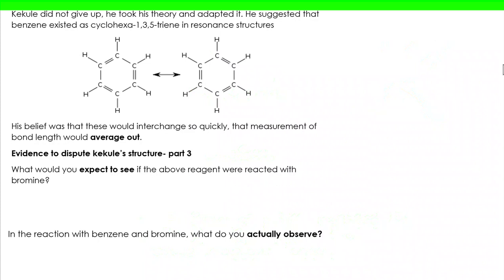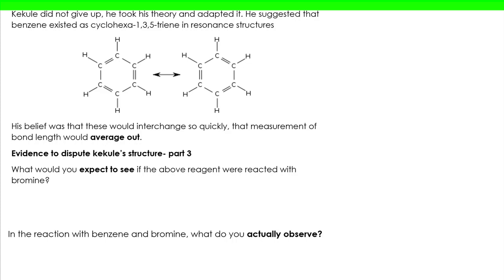Kekule did not give up. He took that theory, he adapted it. What he then suggested was that there were actually resonance structures where the double and single bonds could swap places very, very quickly, which led to the bond length averaging out. However, there was still more evidence to come. And we're going to take a look at part 3.